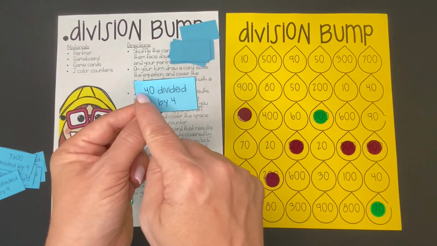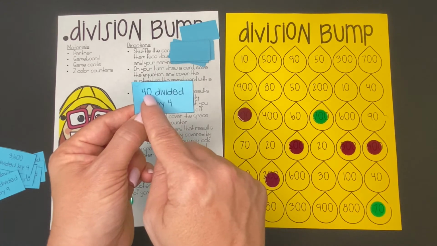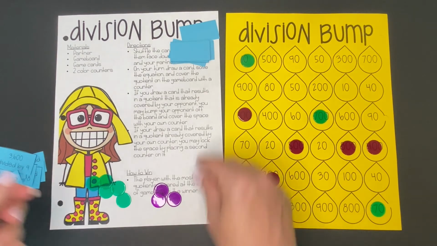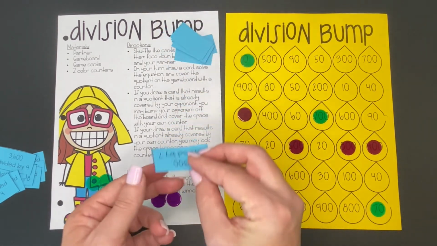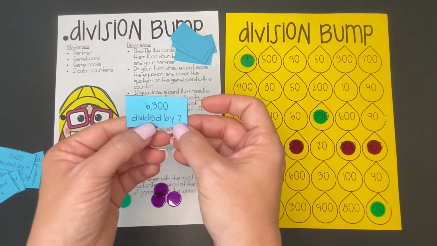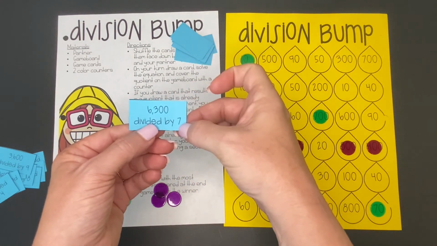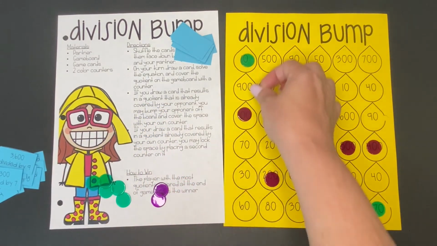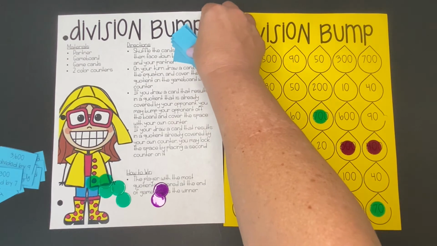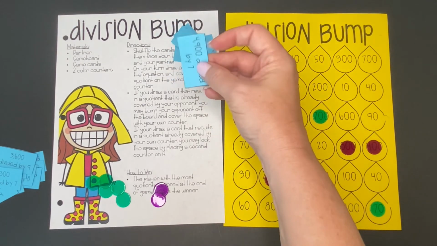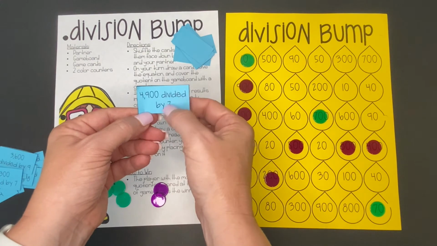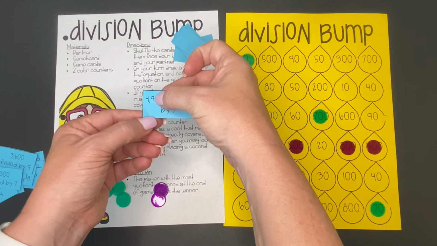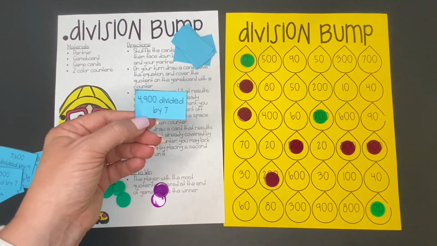40 divided by 4. Well, 4 divided by 4 is 1. 1 0 would be 10. So our partner's going to cover up a 10. Okay, then it's our turn. 6,300 divided by 7. I know that 63 divided by 7 is 9. 2 zeros would be 900. So let's put one right there. Let's see what our partner's next card is. 4,900 divided by 7, okay? 49 divided by 7 is 7, right? And then 2 zeros would be 700.